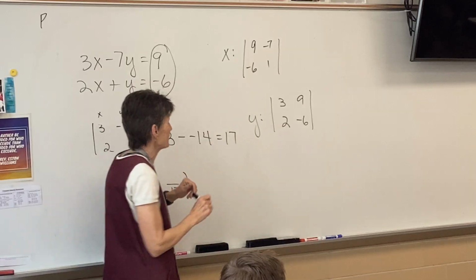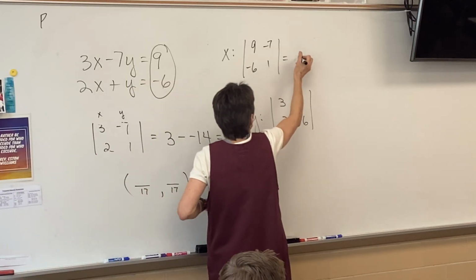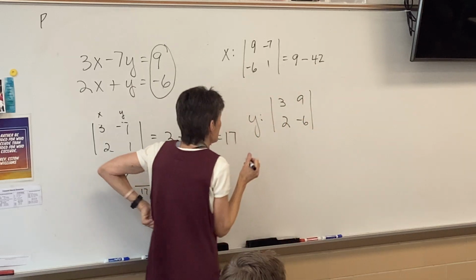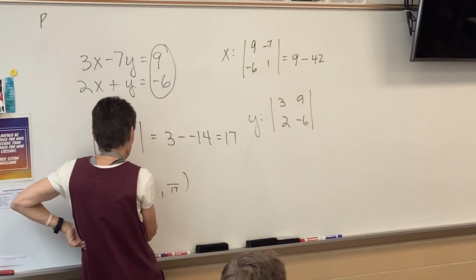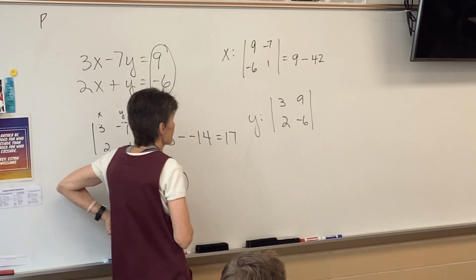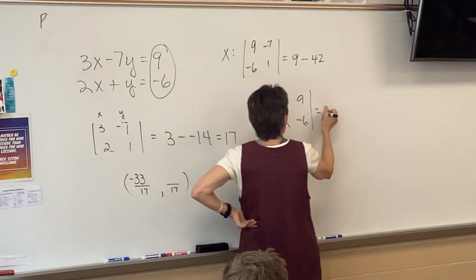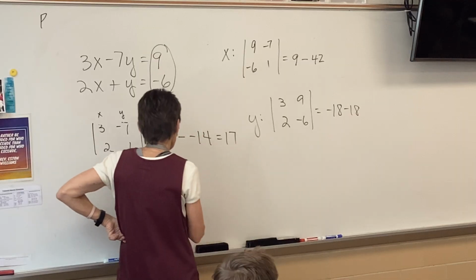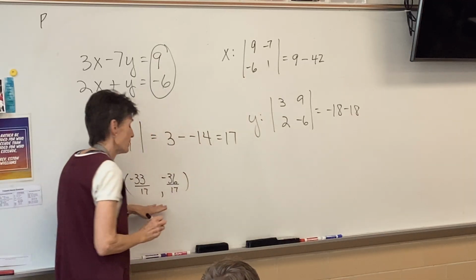Now evaluate those. This one will be 9 minus 42. Did you get negative 33? And negative 18 minus 18, negative 36. And there's the answer.